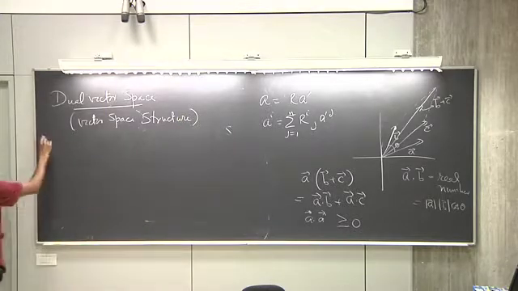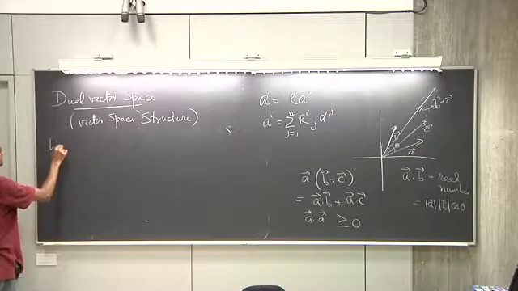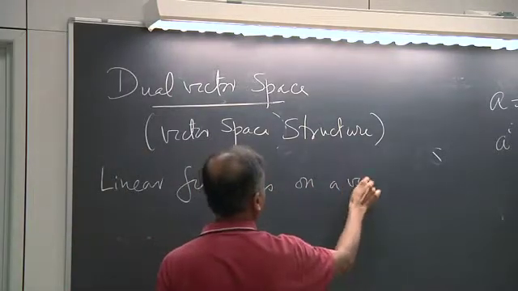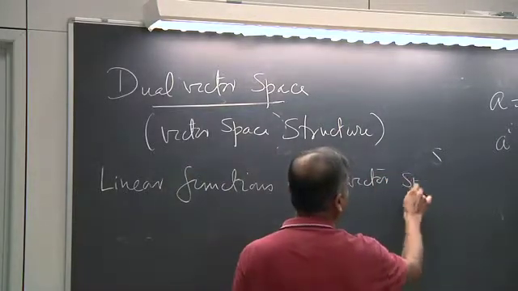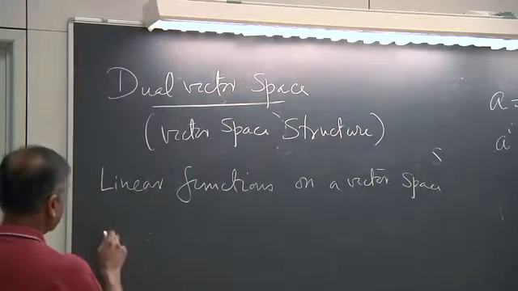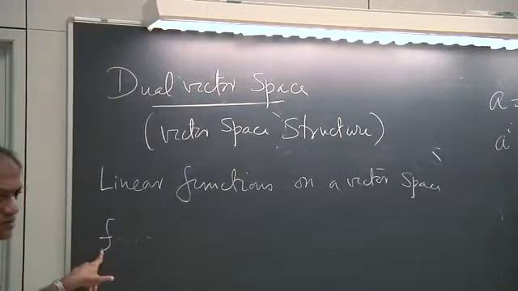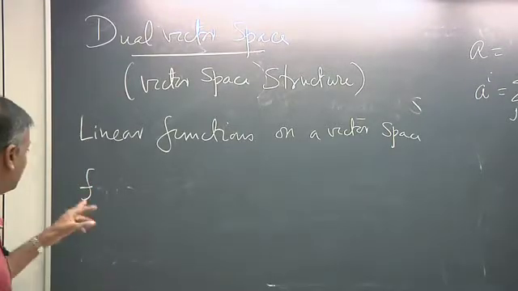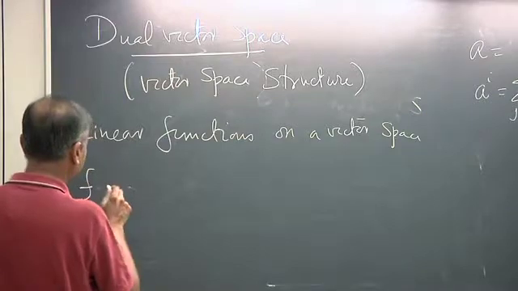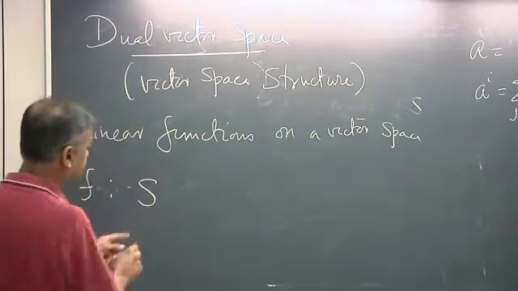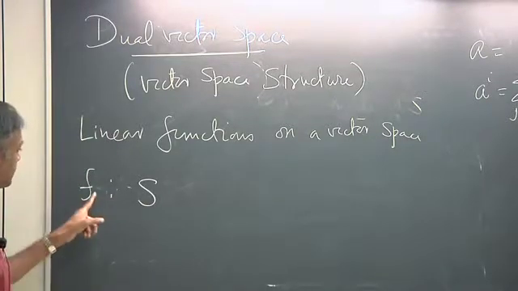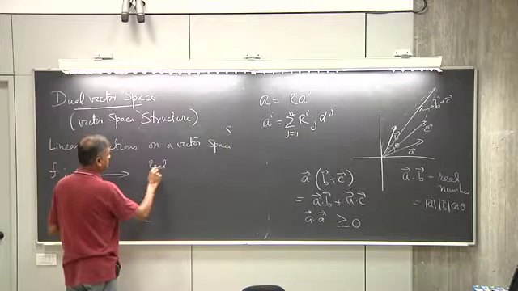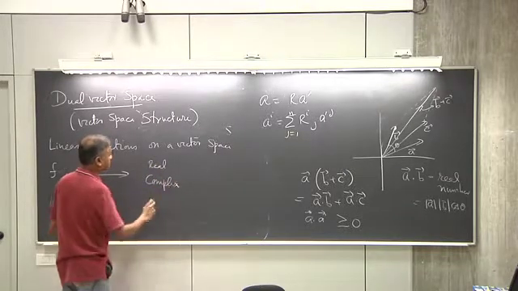So the idea here is to consider linear functions on a vector space. What do I mean by that? Let me use a symbol. This is not the symbol used in the textbook, but F usually stands for function, so I will use F here. This F maps S, a vector space, I'll always use capital S for vector space, to real or complex numbers.